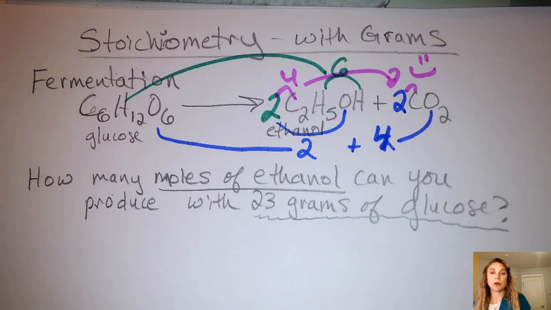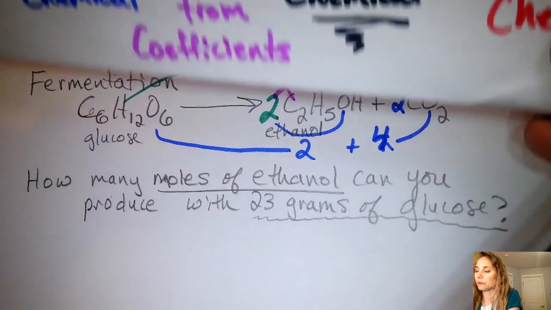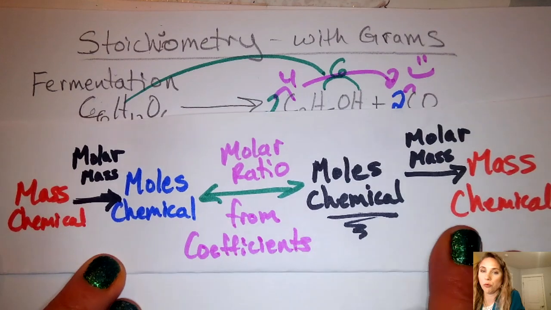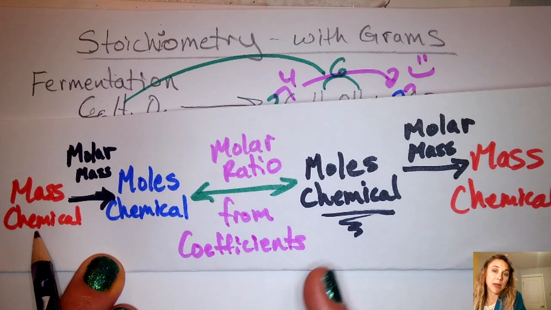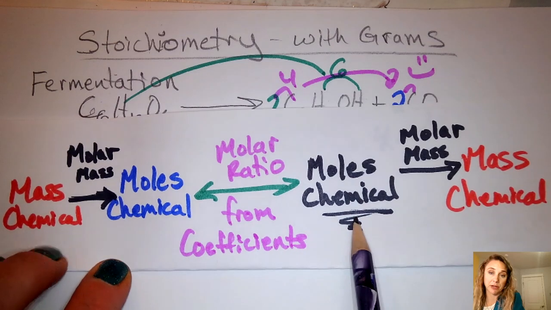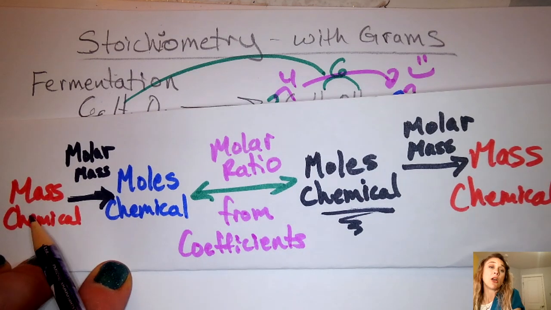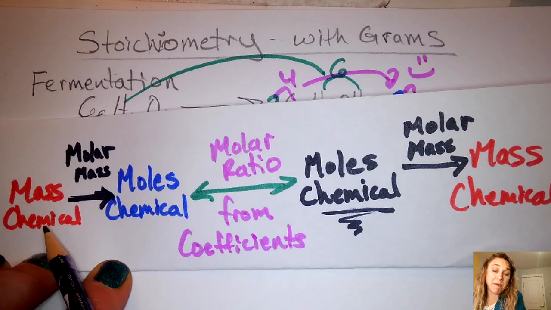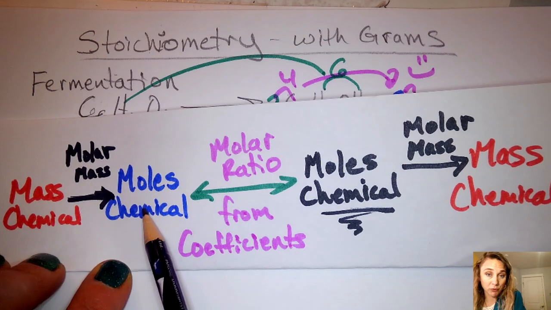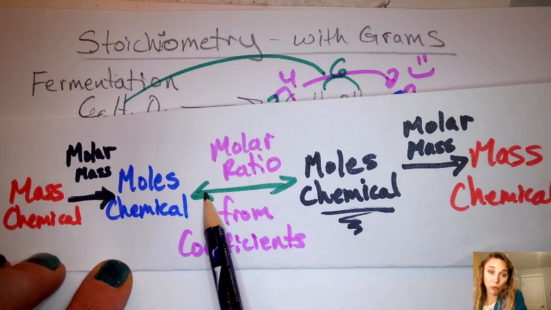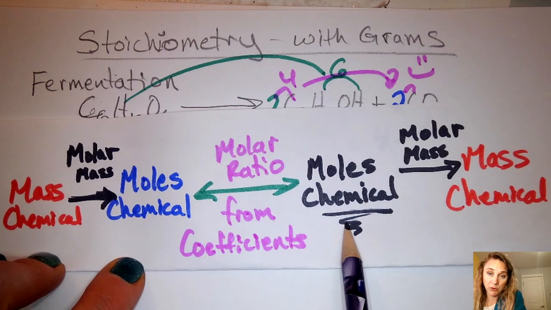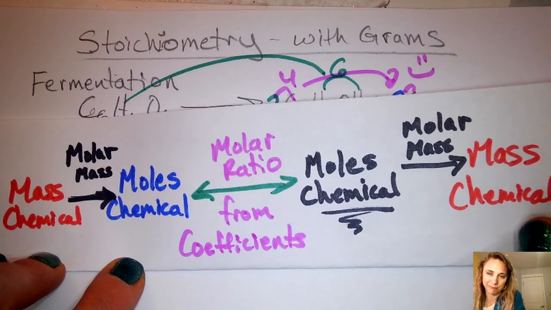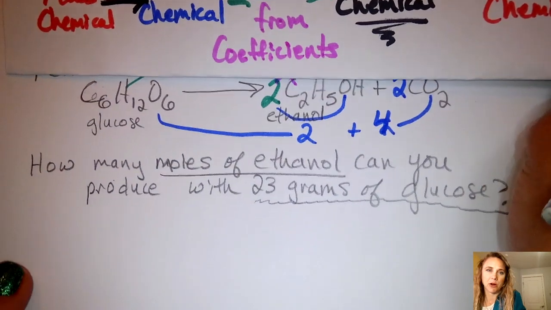So always start out with what you have, right? Well, here we are in our little roadmap. We're given a mass of the chemical, and we're trying to find moles of a different chemical in the equation. So we need to take molar mass and transfer that mass of the chemical to moles of that chemical. Then we need to use the molar ratios to find out how many moles of ethanol there are. Then we stop and get off the train there. Kind of make sense? All right.